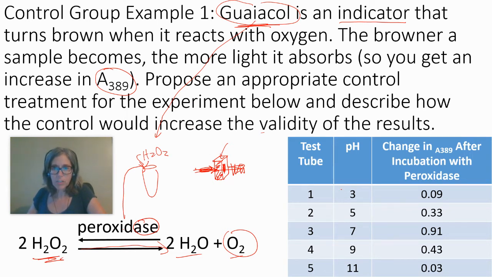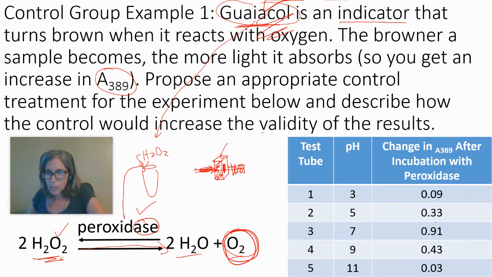So let's look. There are 5 test tubes, and there are all these different pHs. This is showing a change in absorption after incubation with peroxidase. They put in this cuvette the hydrogen peroxide, they put in peroxidase, and they put in guaiacol, this right here. And then the browner it becomes, the more oxygen there is, which means the more the reaction has happened.